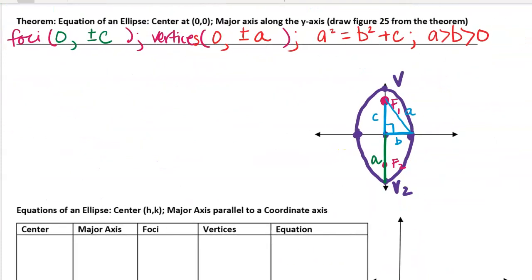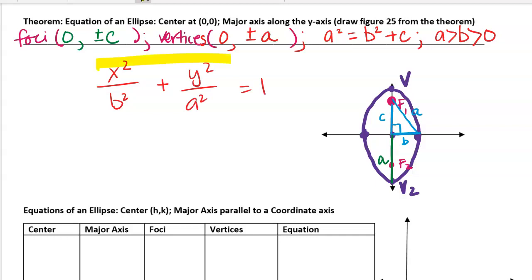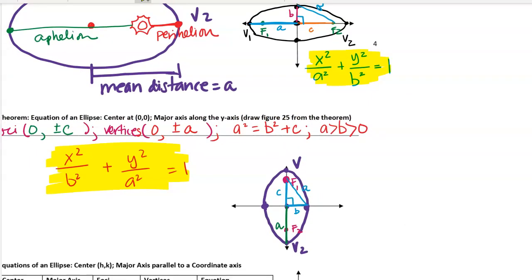Now I'm going to give you the equation for this, and then we're going to compare. So the equation for this is going to be x squared over b squared plus y squared over a squared equals 1. All right, and then we're going to compare the two, and then you tell me, how do I know what's what? So those are the two equations for ellipses. The first one's horizontal, and the bottom one's vertical.